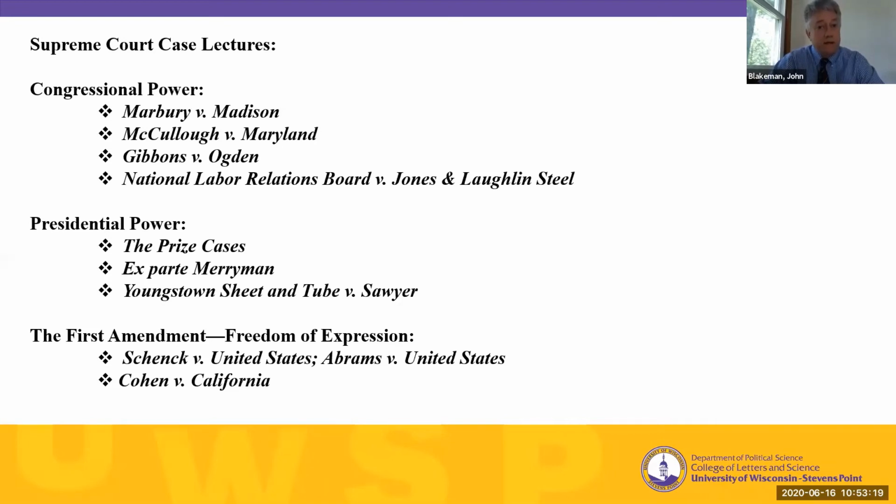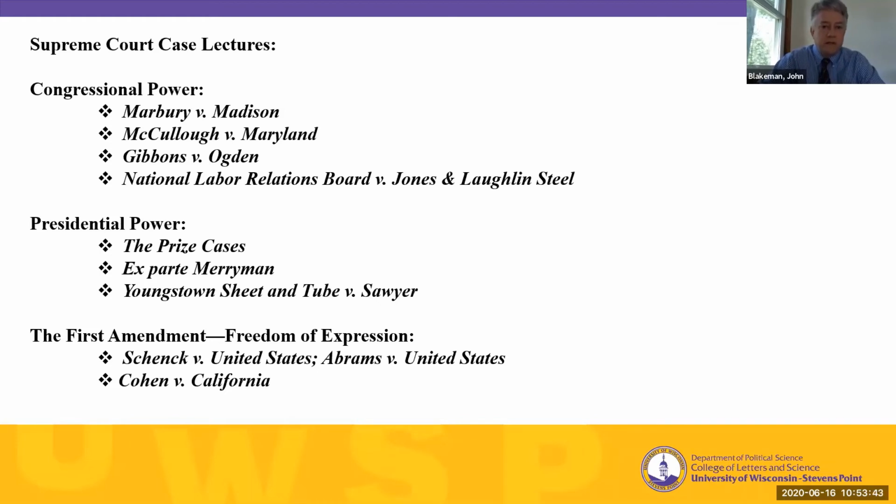Then we'll talk about another case early again in our history, Gibbons versus Ogden, which concerns steamboats on the Hudson River and who gets to regulate them, the federal government or the state of New York. And then we will end the section on congressional power looking at a very famous New Deal court case, NLRB versus Jones and Laughlin Steel.